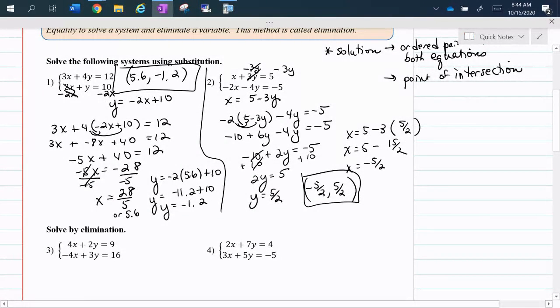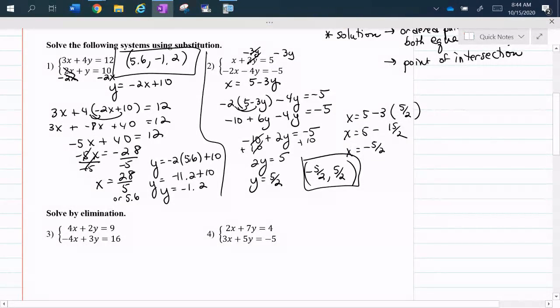Okay, so that's the first method. The first method is substitution. So notice we took one of the equations, we solved for either x or y. Does it matter which one I solve for? No, it does not matter. So you're going to look for the variable that's easiest to solve for. You want to do the least amount of work that you need to. And then you go from there.